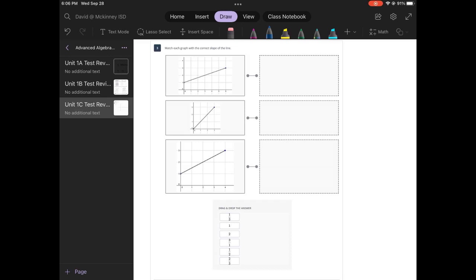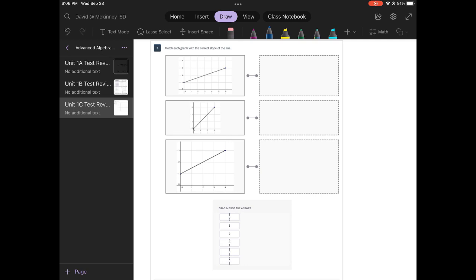Question number 3 asks me to match each graph with the correct slope of the line. To do this, I need to understand that the slope is the rise over the run. That's the difference in my y values over the difference in my x values.